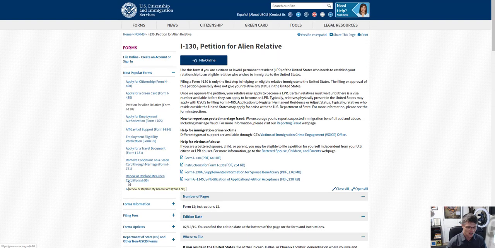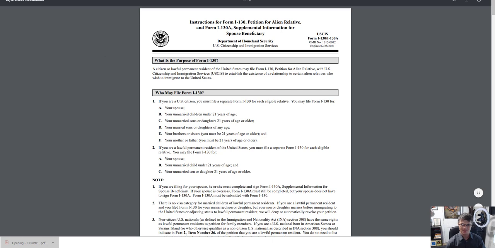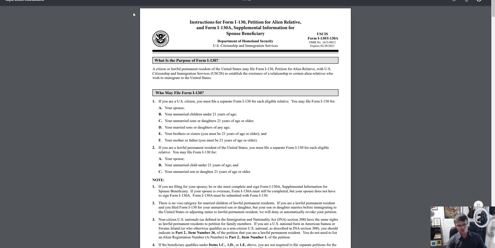So don't do that. Okay, so before we start with the application, I always recommend, this is the first thing we want to do. Don't go to the form I-130. Go to the instructions for form I-130 first. This is what we want to start with. And let's open it up. I think I already have it open somewhere, but maybe not. Here it is. So the instructions is where you want to start.